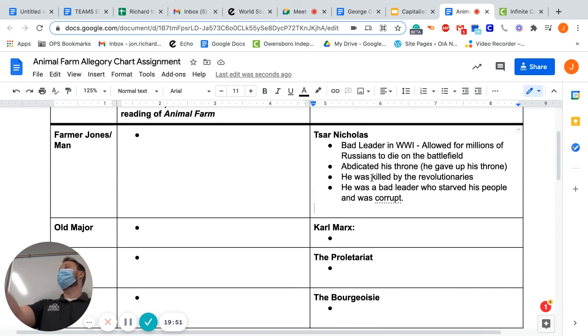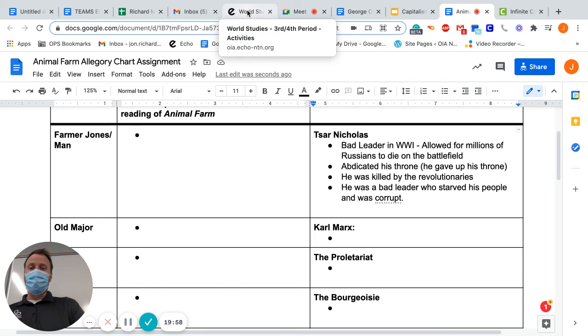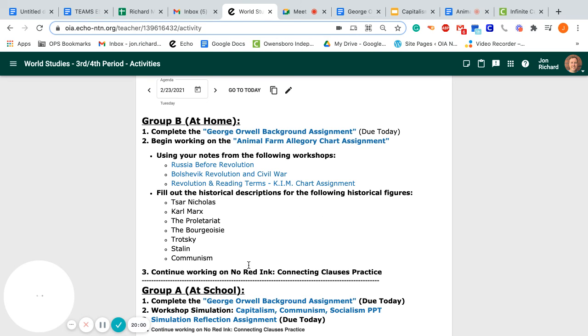So you all at home are going to finish this. You all in here are going to do this on Thursday because we're going to go a different path while you're in here. And then whenever you're done with this at home, you all are going to work on NoRedInk connecting clauses, okay? You should spend about 20 to 30 minutes on finishing these historical descriptions, and then about 20 minutes on connecting clauses practice through NoRedInk. If you have questions about that, make sure to send me an email. I'll do a workshop on that tomorrow or on Thursday.